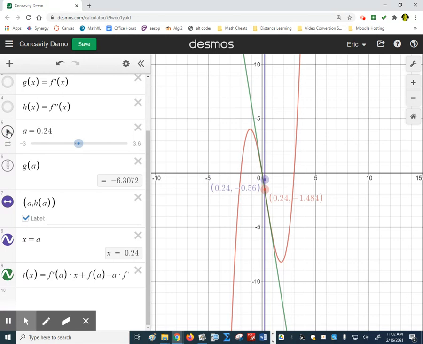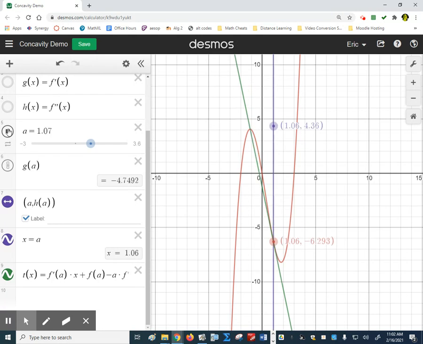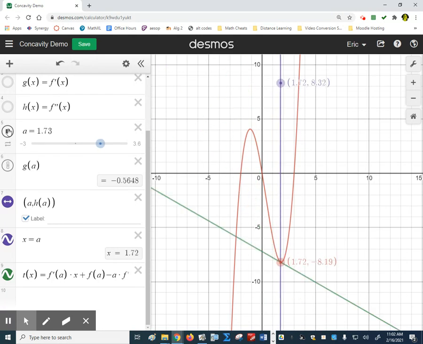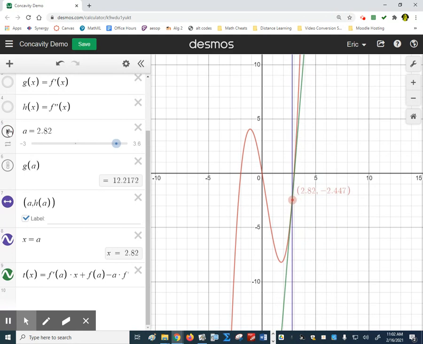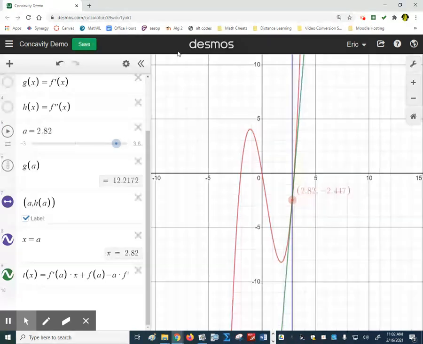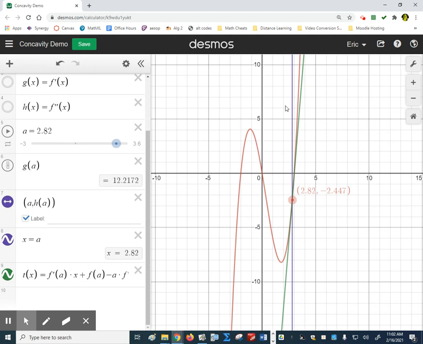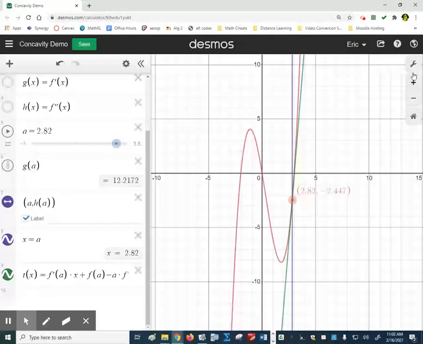Okay, look what's happening here. Now it's switched. Now the second derivative is becoming positive, and it's getting more positive. Look what's happening to the relationship between the green tangent line and the red curve. What happened? Can anybody see a relationship there? Type it in chat. Did you see anything interesting there?